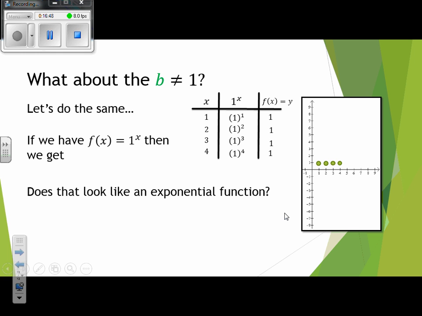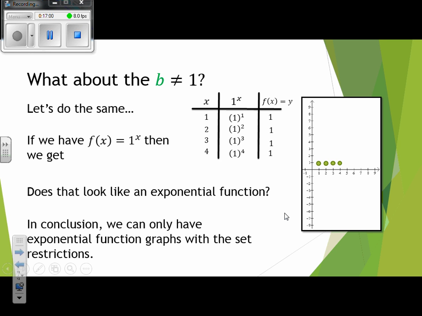Okay? Does that look like an exponential function? No. That does not look like an exponential function, because it's going to keep going forever at 1, 1, 1, 1, 1, 1, 1. That is not good. So we have to have the restrictions. Okay? In conclusion, we can only have exponential graphs with the set restrictions.